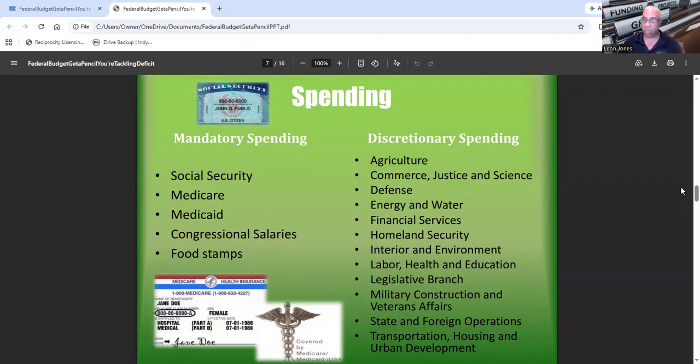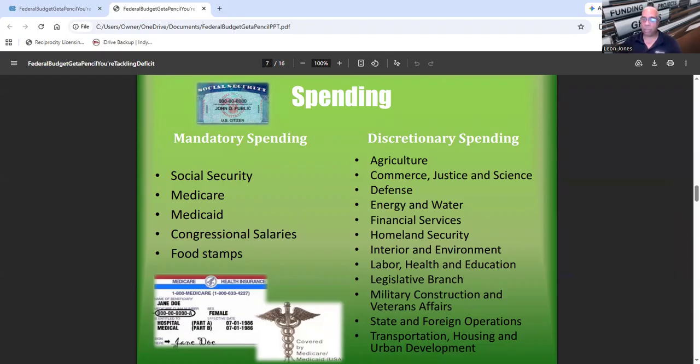This is where your Social Security is. This is where your Medicare is. And I'm making a correction because I said the states do have their own version of Medicaid as well. The states have their version. But looks like the federal government has their version as well. So again, under mandatory spending, there's Social Security, Medicare, Medicaid, congressional salaries, and your food stamps or EBT.